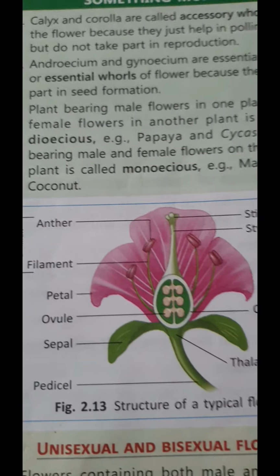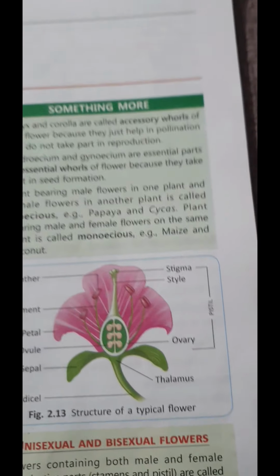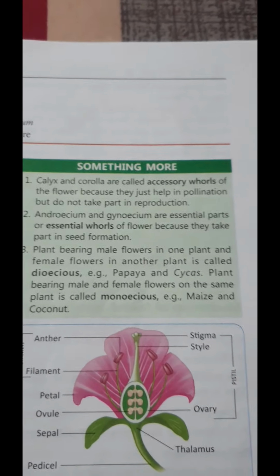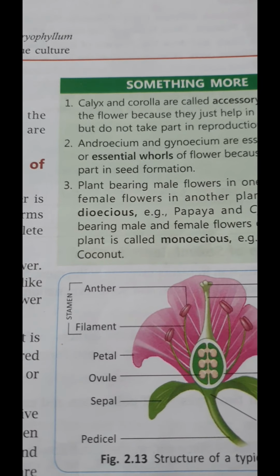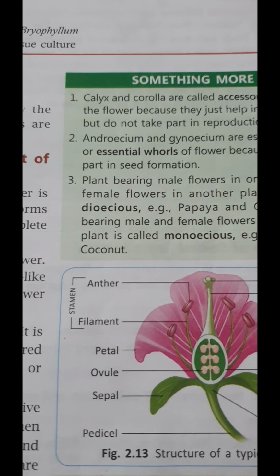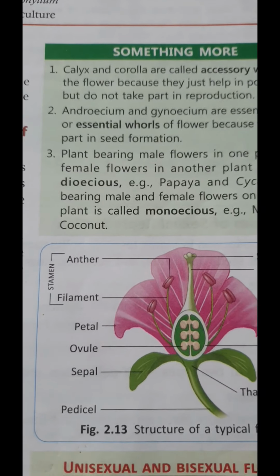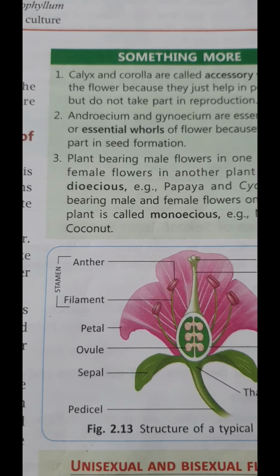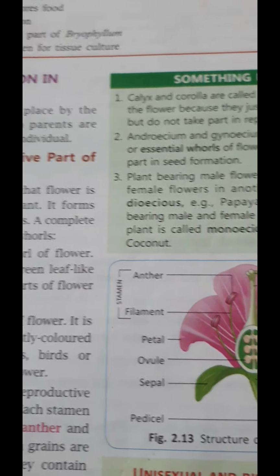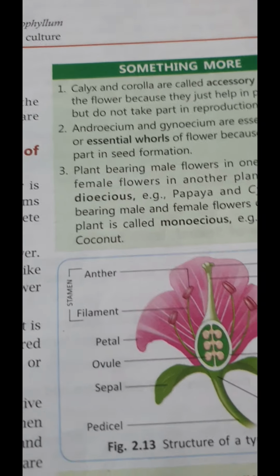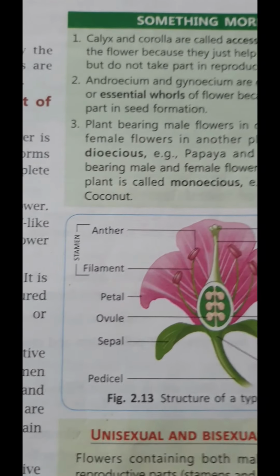Now over here we were reading about something more. Calyx and corolla are called accessory whorls because they just help in pollination but do not take part in reproduction. Corolla is the petals, which attract insects and birds, and calyx gives support. So they are only accessory whorls for pollination, not for reproduction.